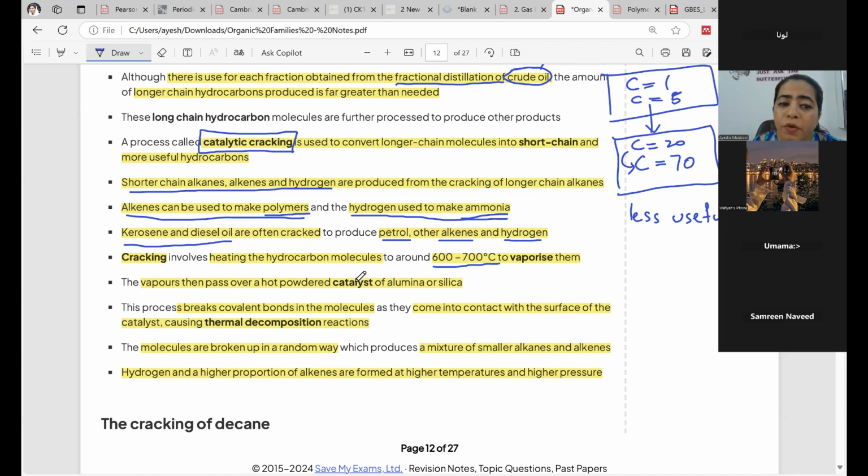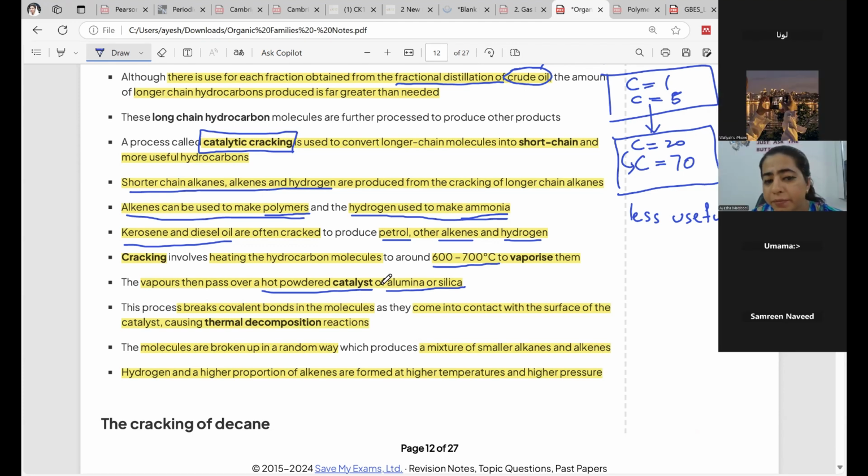How? We are going to use a catalyst as well, and the catalyst should be in hot powder form because the powder form of the catalyst will react more as compared to bigger pieces. Okay, so powder form of the catalyst, for example, alumina or silica are the two different catalysts that we can use over here. These vapor forms of the larger alkanes, they will pass over the powder form of the catalyst and the bonds will break.